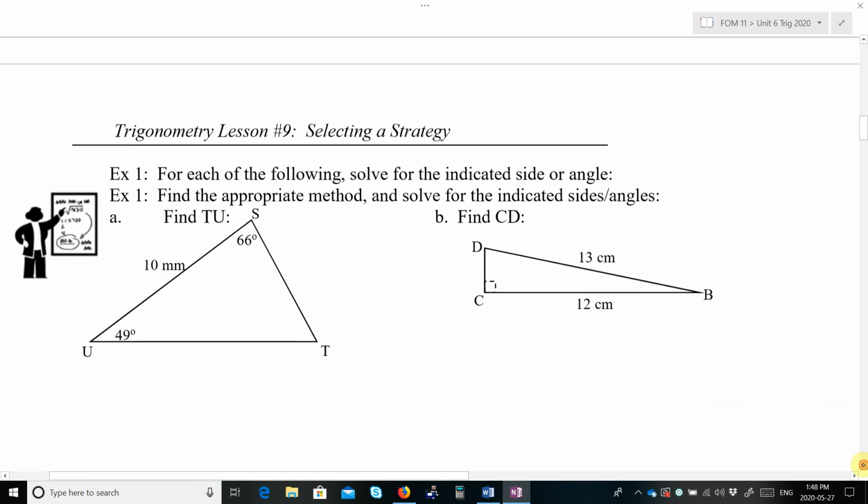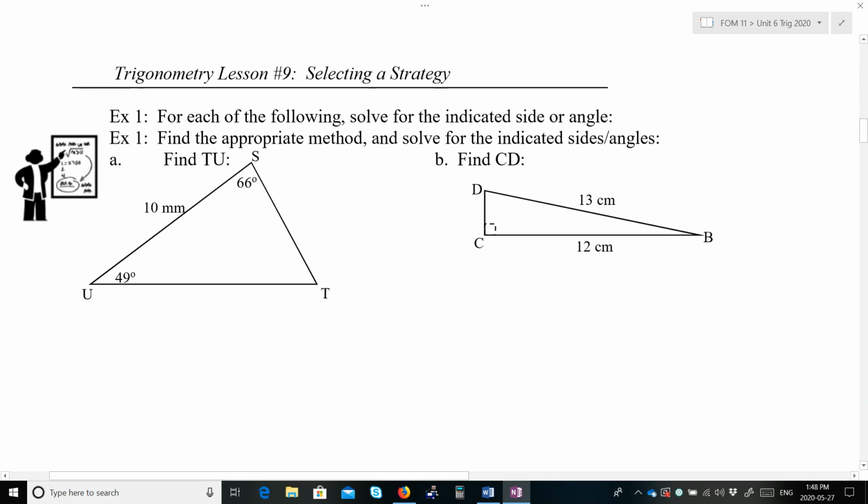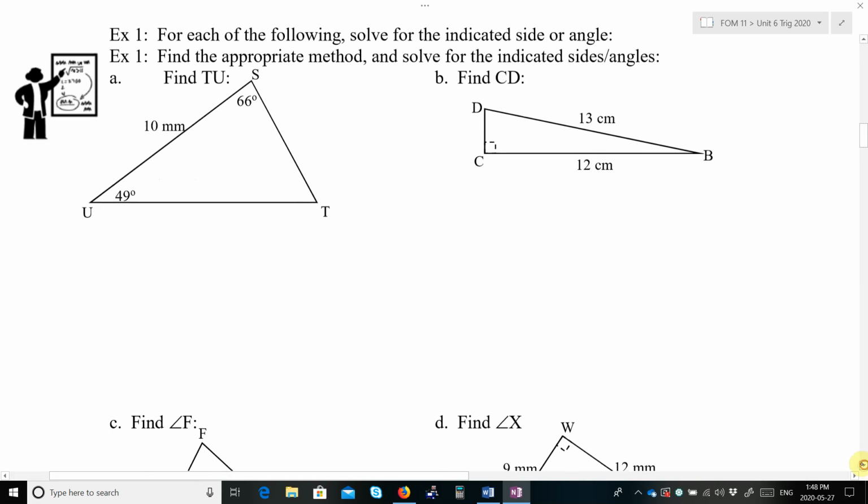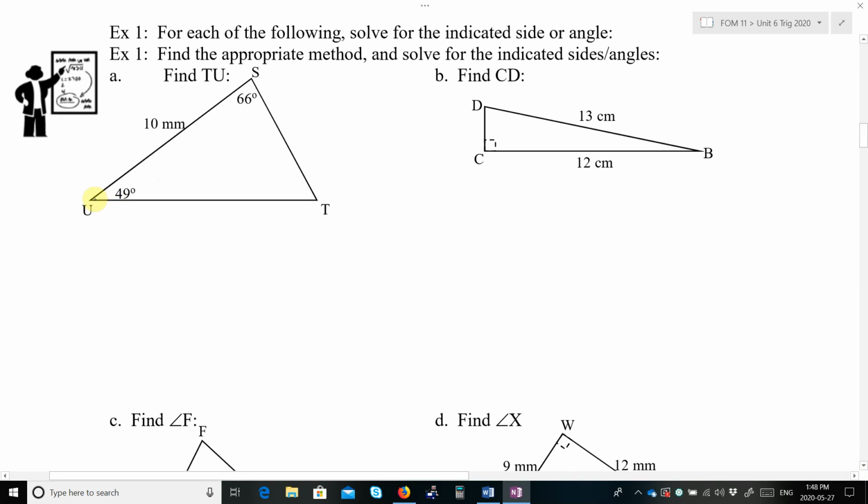All right, so let's try a few examples. Example 1, for each of the following, solve for the indicated side or angle. Example 1 says, find the appropriate method and solve for the indicated sides or angles. In letter A here, it wants us to find TU.